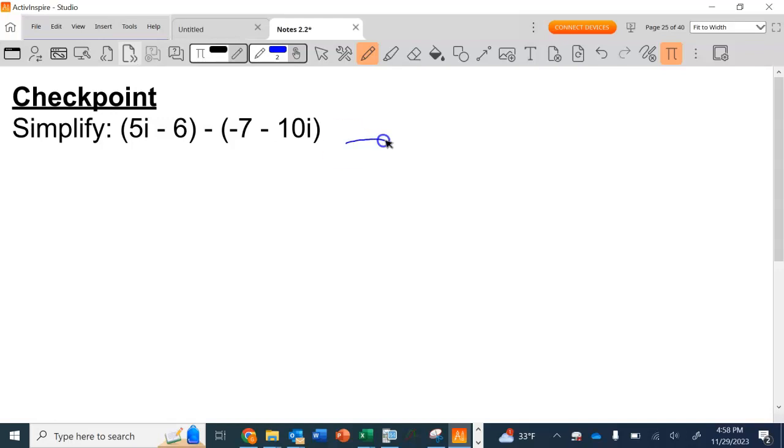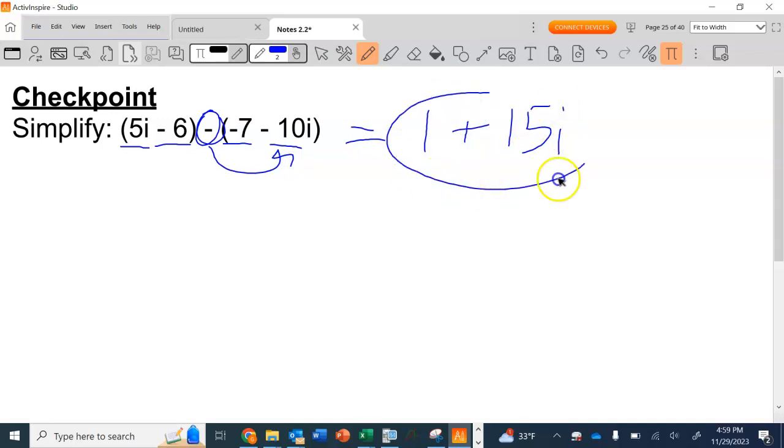The answer for the first checkpoint question: I'm going to put the reals together first. This would be -6 minus -7. When I combine those together, that would be +1. And then when I combine the imaginary units, I have 5i minus -10i. Once again, just watch your arithmetic there. This would be plus 15i when I combine those. That's in standard form because we have the real part first, the imaginary part second.